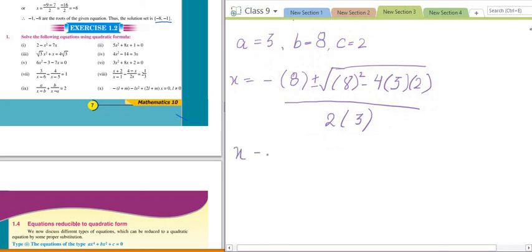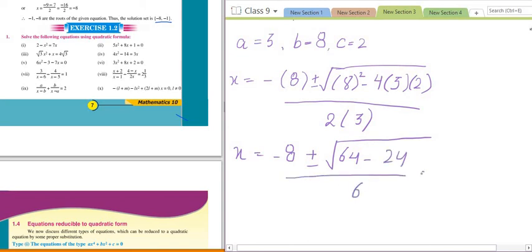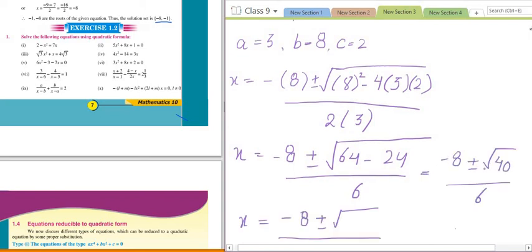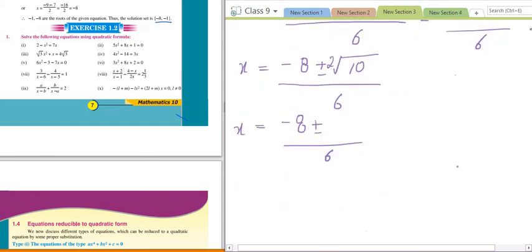Now this is x equals minus 8 plus minus square root of 8 square is 64 minus 4 times 3 times 2, 3 times 2 times 4 is 24, equals minus 8 plus minus square root of 40. We can write 40 as 2 square root 10. Okay, how? I will explain to you.